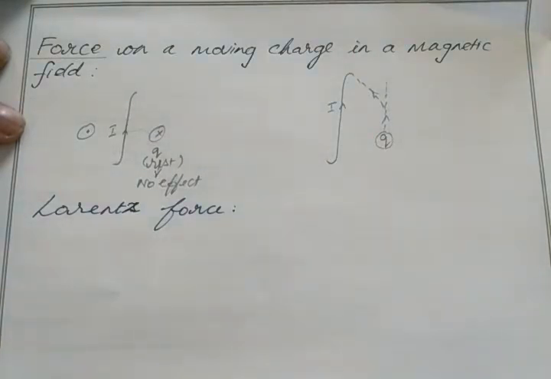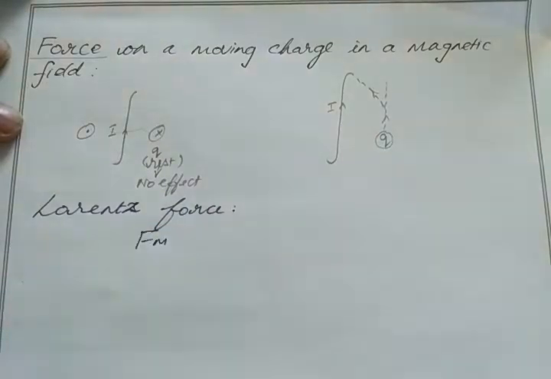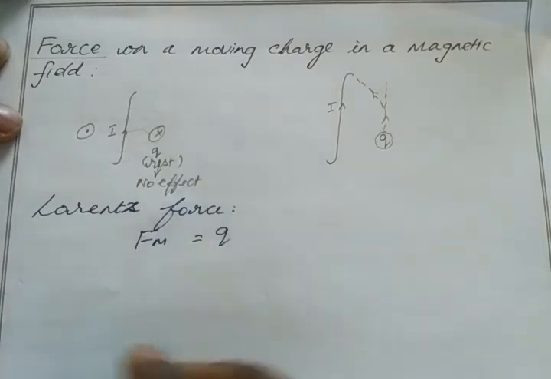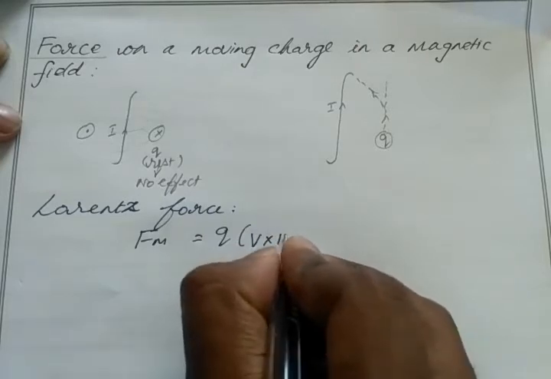Now the formula for Lorentz force. We know the formula for electric force from the electric field equation. Electric field equals force per unit charge, E equal to F by Q. From this equation, F equal to QE, charge into electric field. Similarly, the magnetic force Fm equals charge into velocity and magnetic field.